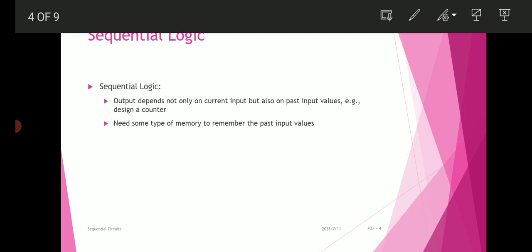Sequential circuits are commonly used in digital systems for implementing state machines, timers, counters, and memory elements. We can build these memory elements in sequential circuits using flip-flops, and we know that flip-flops are used for storing binary values, and they maintain the state even when the input changes. And there are two types of sequential circuits: finite state machines and synchronous sequential machines.